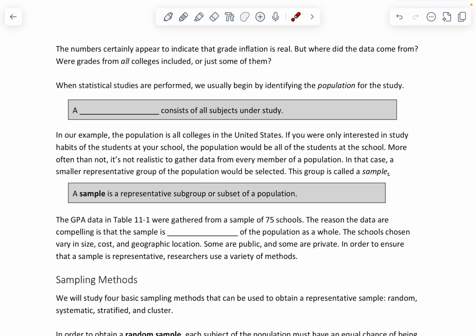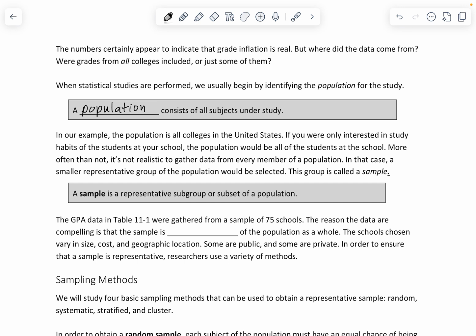The numbers here certainly appear to indicate that grade inflation is real. But where did the data come from? Were grades from all colleges included or just some of them? When statistical studies are performed, we usually begin by identifying the population for the study. A population consists of all subjects under study. In our example, the population is all colleges in the United States. If you are only interested in study habits of the students at your school, the population would be all of the students at the school.